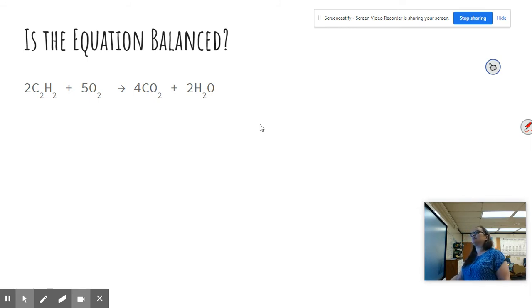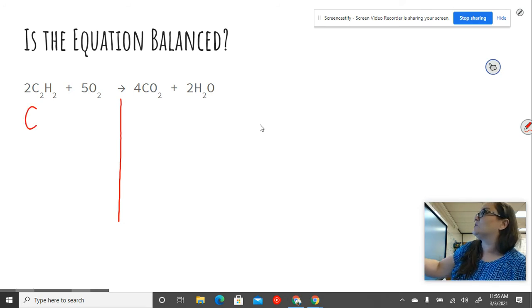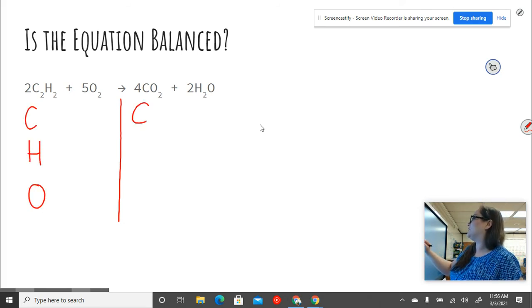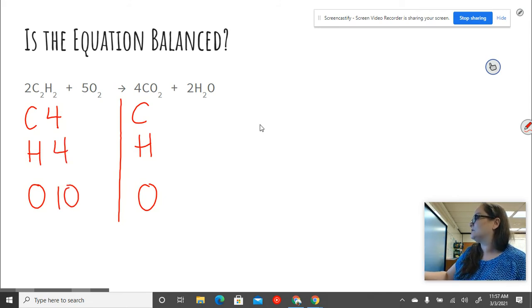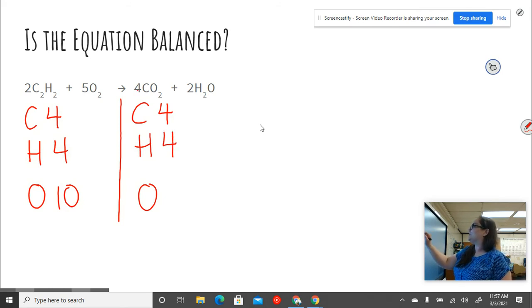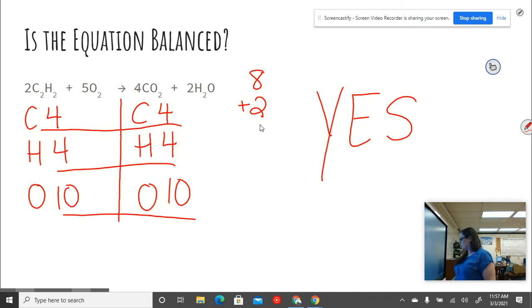All right, the question is, is this equation balanced? So we're going to act like we're balancing the equation because we want to see how many atoms of each element are on each side. And if it equals, then we know it's balanced. So we've got 4 carbon, 4 hydrogen, and 10 oxygen. 2 times 2 is 4, 2 times 2 is 4, and 5 times 2 is 10. Then over here, we've got 4 times 1 is 4 carbon, 2 times 2 is 4 hydrogen, and then we've got 4 times 2 is 8, 2 times 1 is 2, 8 plus 2 is 10. So yes, it is balanced because we have 4, 4, 4, 4, 10, 10.